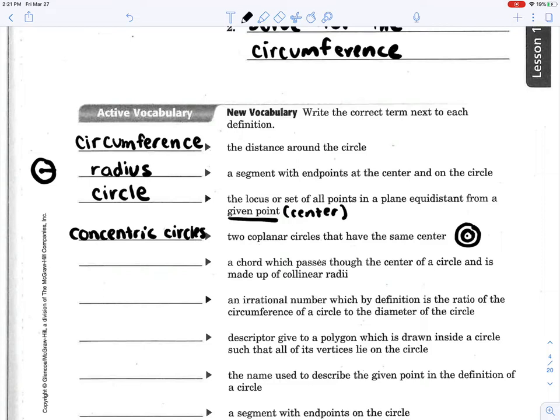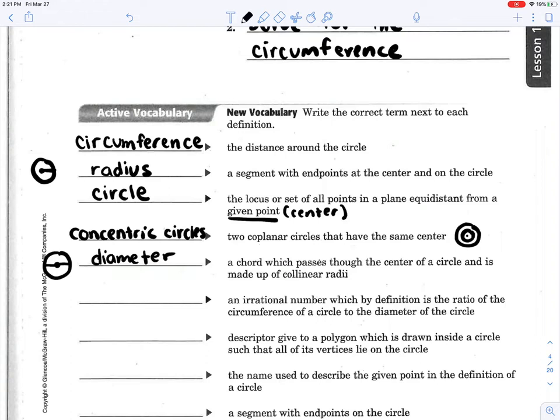They're concentric circles. A chord, which passes through the center of a circle and is made up of collinear, co meaning together, linear meaning line, so together on the same line, would be called a diameter. So if I have a circle with a center, and I have 1 radii and another one on the same line, makes up the diameter. So the diameter goes through the center, and it goes from one side of the circle to the other.